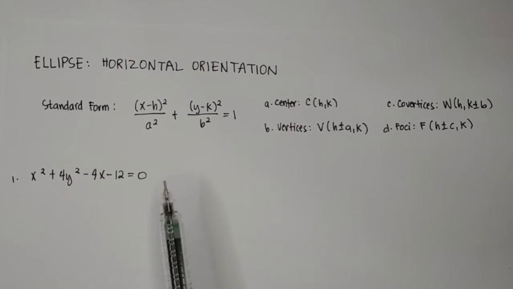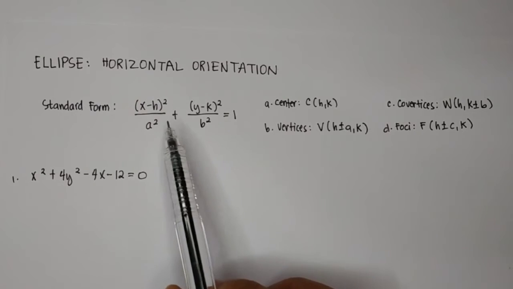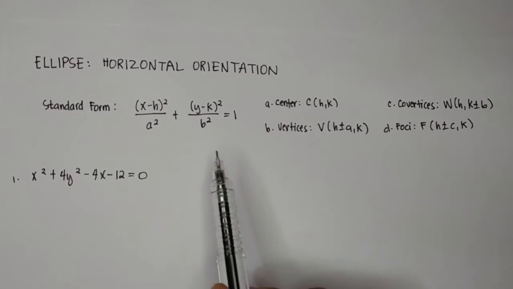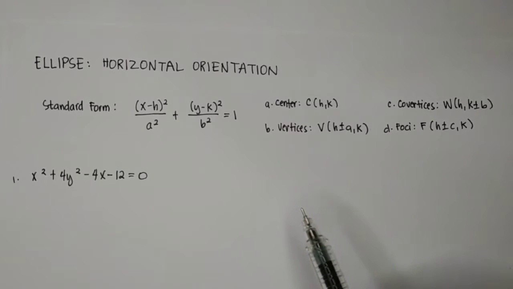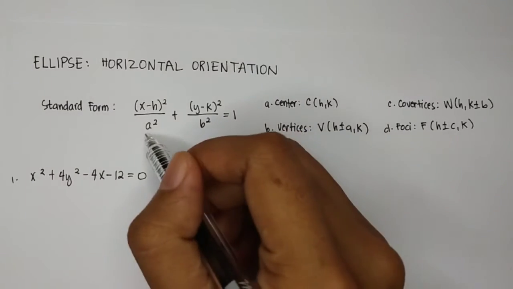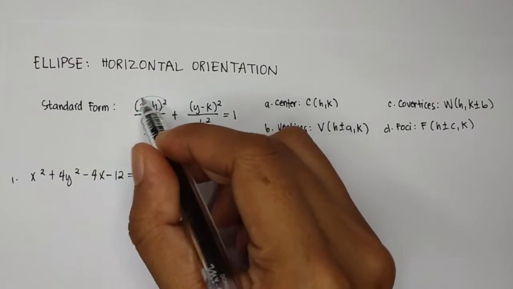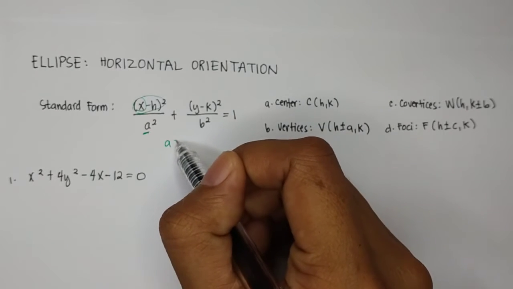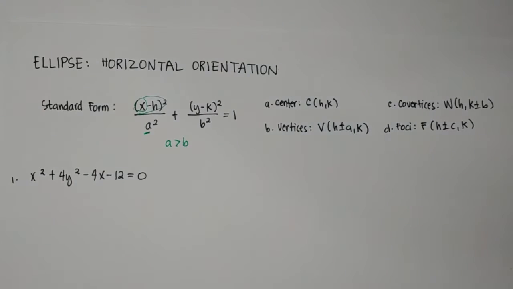So, balikan natin yung standard form. That is x minus h quantity squared over a squared plus y minus k quantity squared over b squared is equal to 1. So, yan yung standard form ng ating ellipse basta naka-horizontal orientation siya. Take note na yung a natin is nandun siya sa x minus h quantity squared. And also, a is always greater than b. So, dapat yung a natin is mas malaki sa b natin.